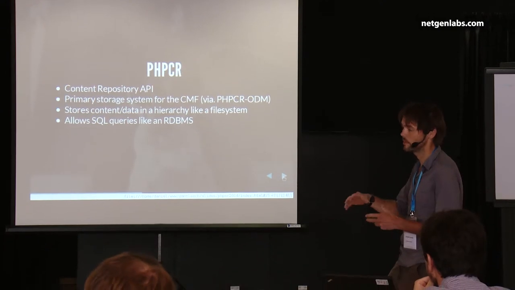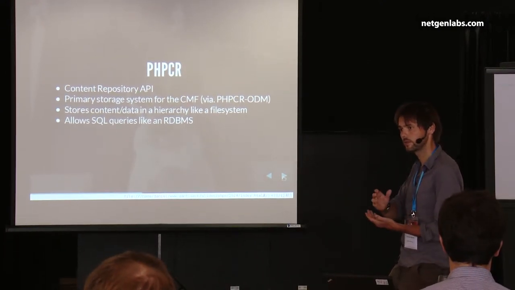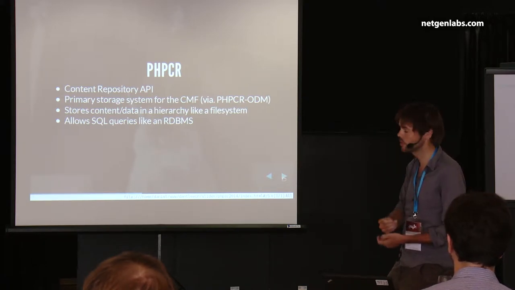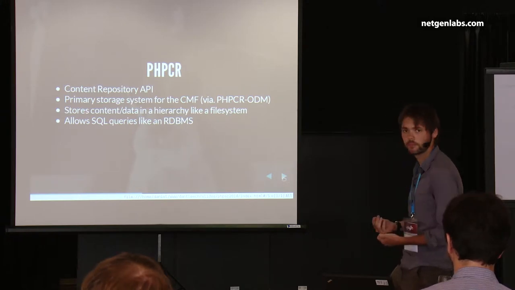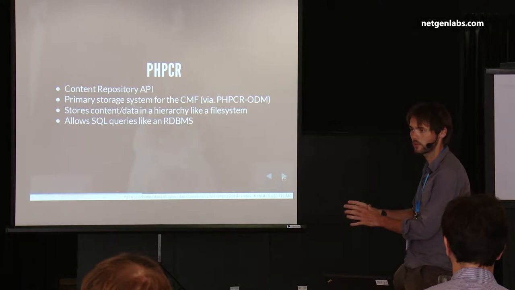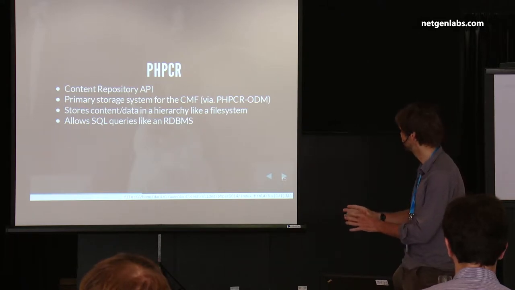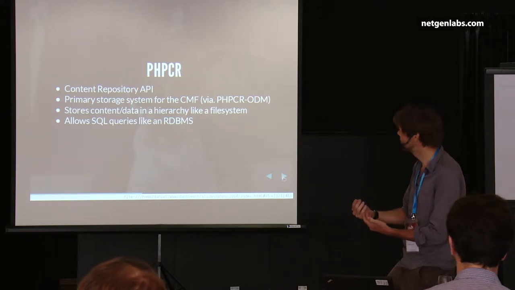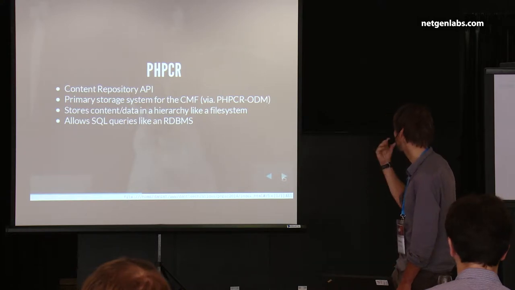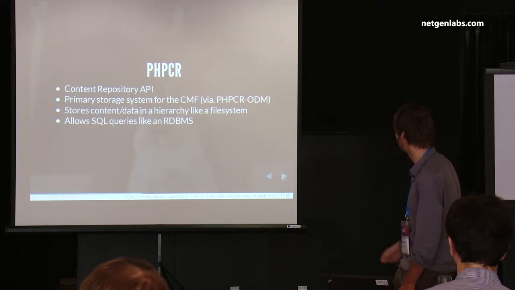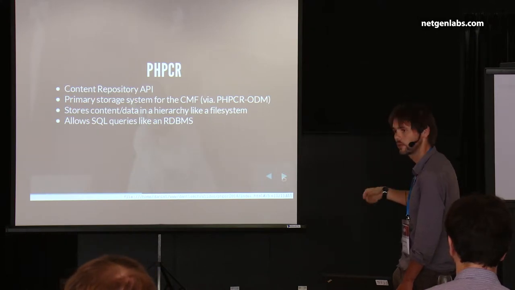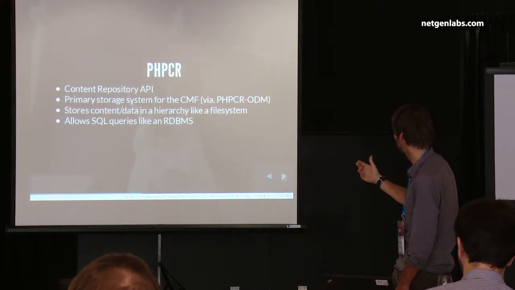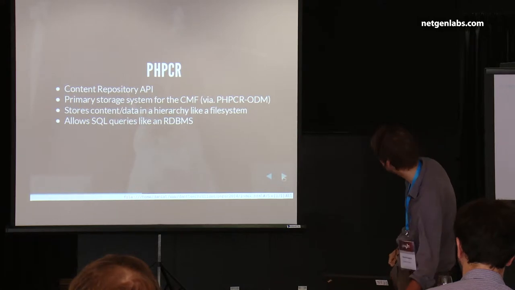And Jackalope is kind of an abstraction. And the concrete instances of Jackalope are the Doctrine DBAL implementation, which uses MySQL as a storage engine, and the Jackrabbit implementation, which uses the Java Jackrabbit content repository server, which is JCR. And in case you didn't know, PHPCR is based on JCR. Okay. So PHPCR is the primary storage system for the CMF via the PHPCR ODM, which is a document manager like the Doctrine ORM. It stores content in a hierarchy like a file system.